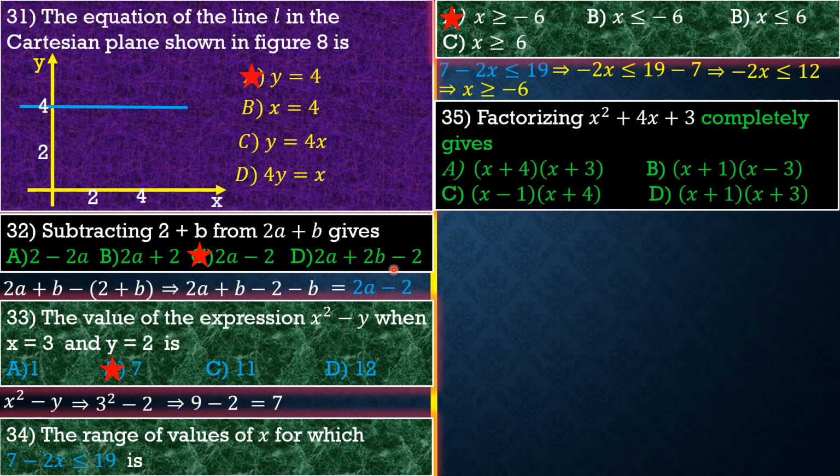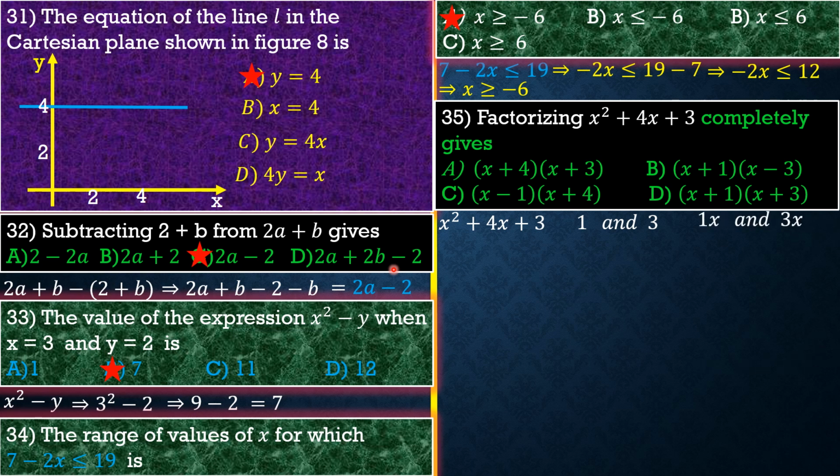Question 35 reads: factorizing x squared plus 4x plus 3 completely gives. Okay, that's the expression that we have. In this case, guys, we are going to look for two numbers whose product gives us 3 and whose sum gives us 4. In other words, when we multiply, we have 3, and when we add, we have 4. Those numbers, guys, are no other numbers apart from 1 and 3. We attach x to all of them. We are going to have 1x and 3x.